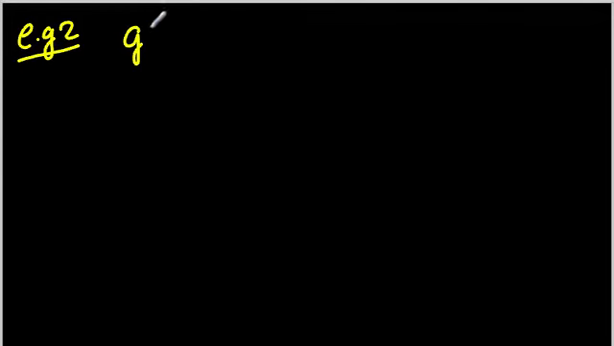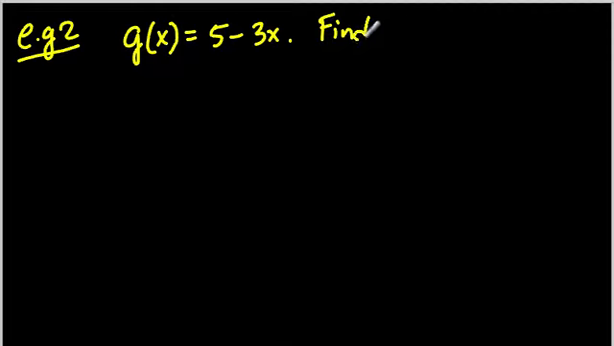So let's say I call something g of x, and the function this time is 5 minus 3x. And the question says, find the inverse function. If I write the inverse function, it's still going to start with g, but this time I'm going to put a little -1 on it. And that -1 means the inverse. So find the inverse function.